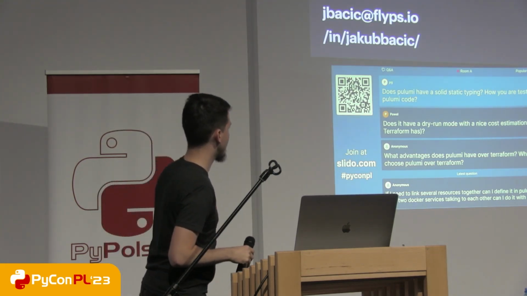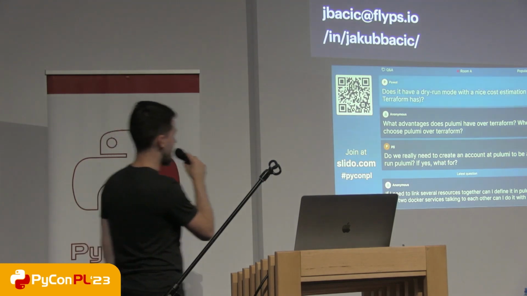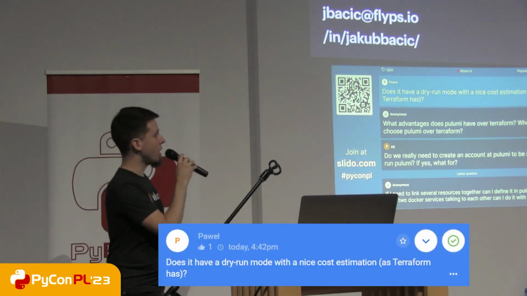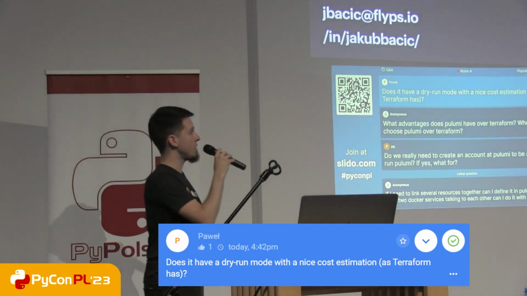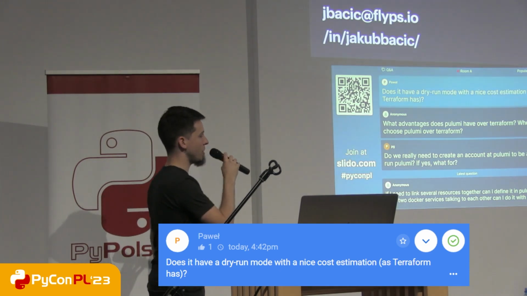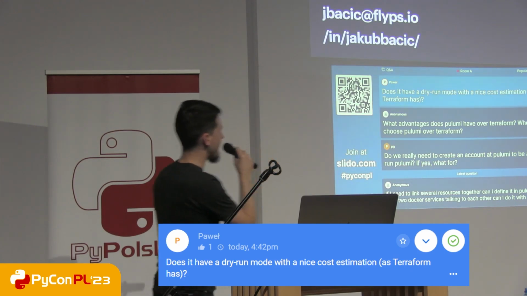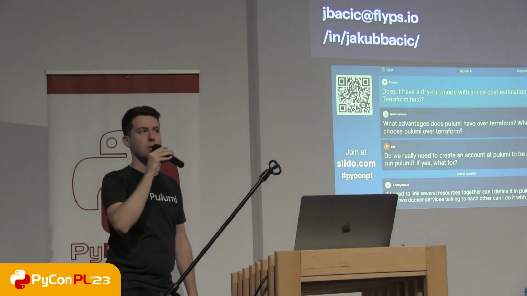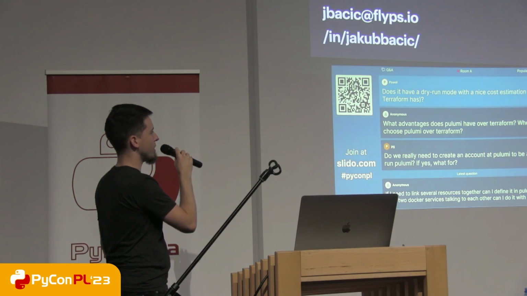Okay, thank you. Does it have a dry run mode with nice cost estimation like Terraform? Okay, so it does have a dry run, but by dry run, I mean something like preview. Every time I was running Pulumi up, it was giving me the plan first, and I had to accept that. There's also a separate command called pulumi preview that's going to just generate the preview. I'm not sure how the cost estimation looks in Terraform. Maybe this is something more advanced. So I would need some more details. What do you expect from Pulumi and how does the cost estimation look like?